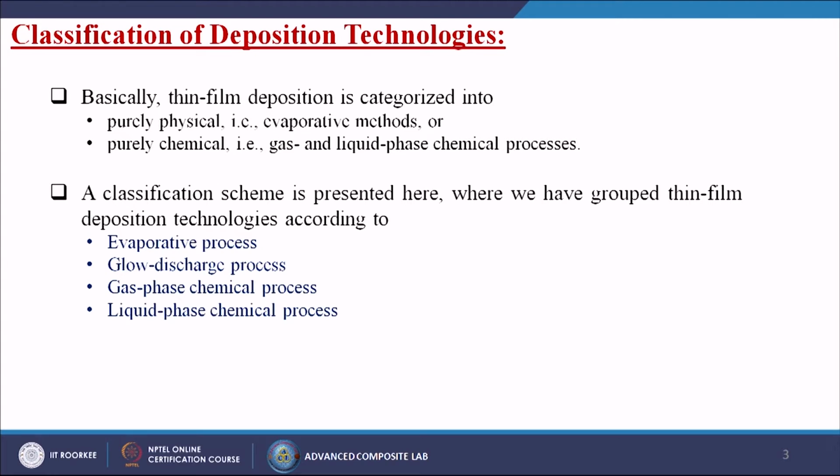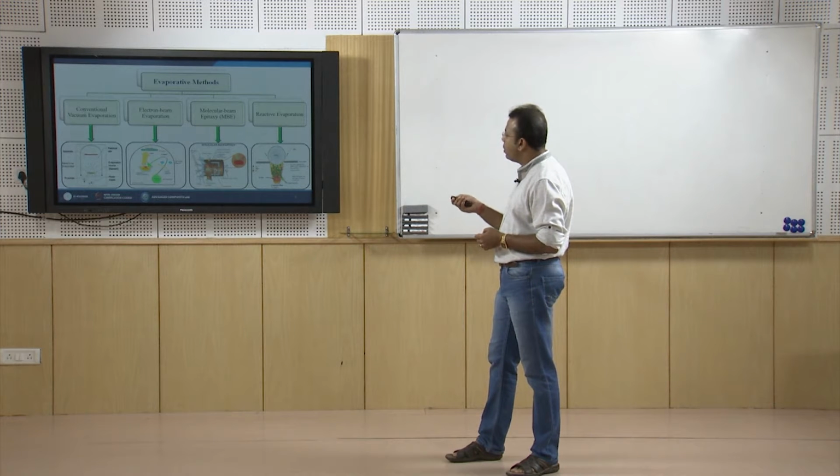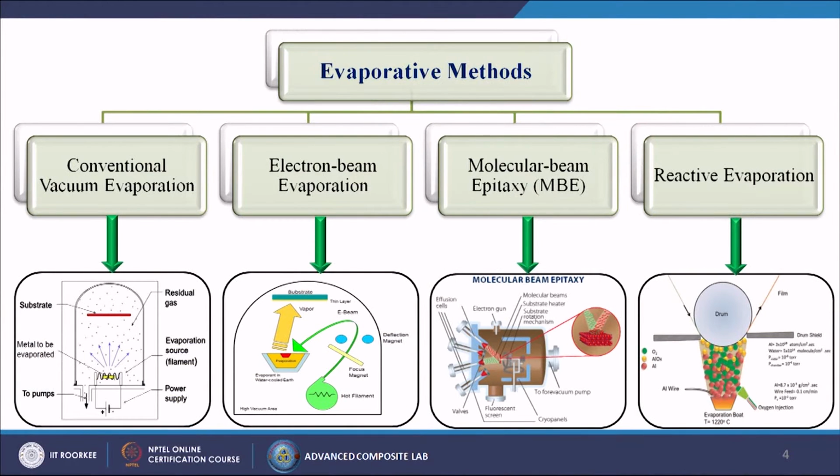Then a classification scheme is presented here, where we have grouped thin film deposition technologies according to evaporative process, glow discharge process, gas phase chemical process, and liquid phase chemical process. From this table we can see there are several types of evaporative methods: conventional vacuum evaporation, electron beam evaporation, molecular beam epitaxy, and reactive evaporation.